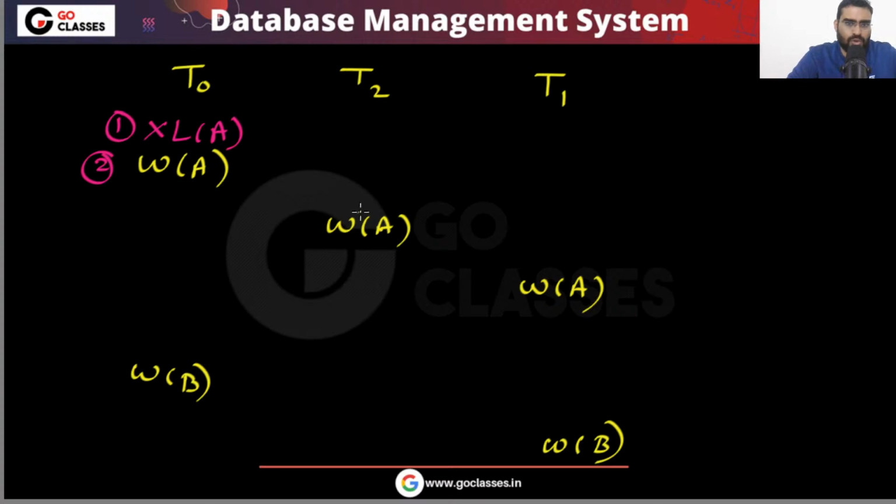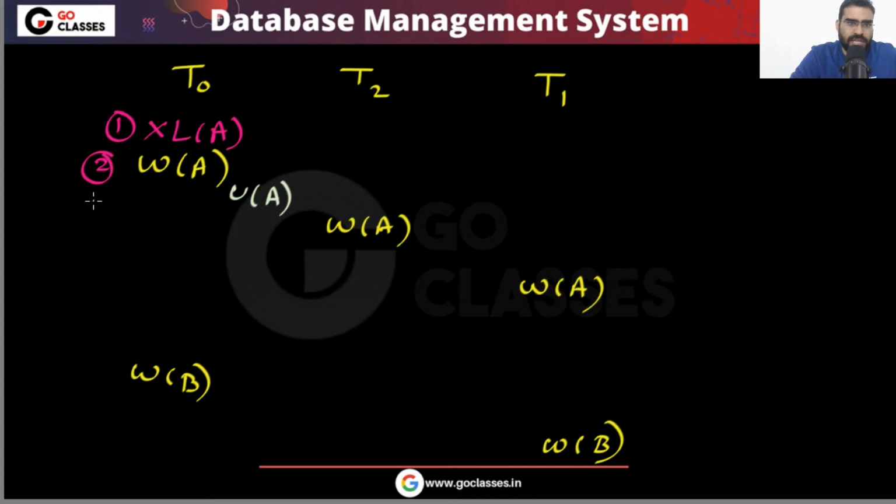So if you need an exclusive lock, then this T0 must unlock, correct? If you need an exclusive lock on A, then this T0 must unlock. If T0 is unlocking A, then it will go to the shrinking phase. In the shrinking phase, it cannot take a lock on B. Okay, you cannot take a lock on B in the shrinking phase.